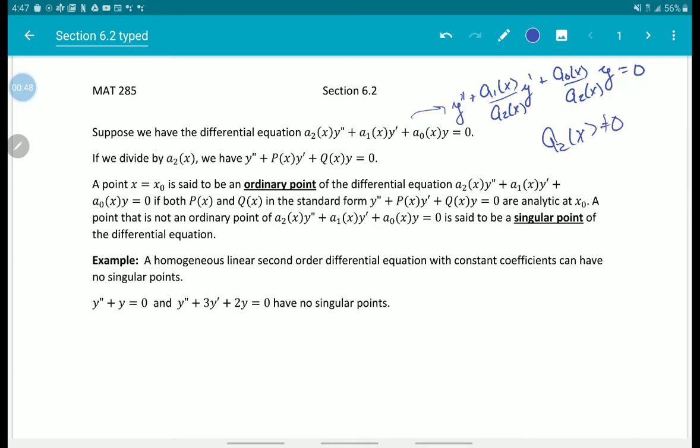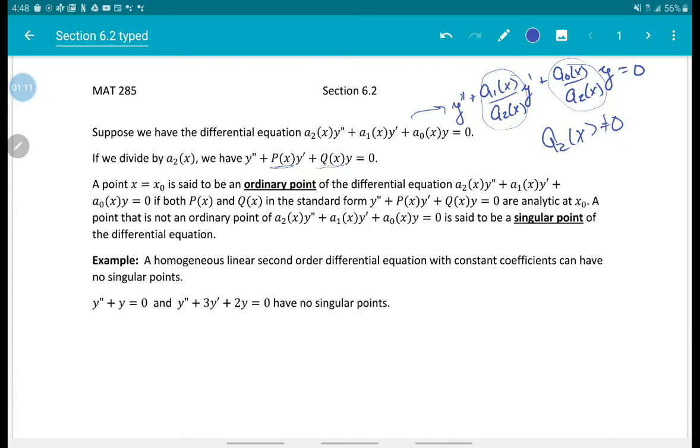And then if we do write it this way, this is just another function that we could call p of x. This is another function, we could write it as q of x. So then we can condense that a little bit further as y double prime plus p of x y prime plus q of x y is equal to 0.